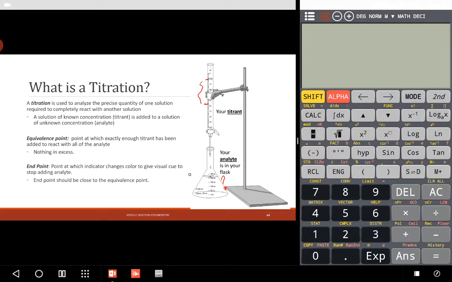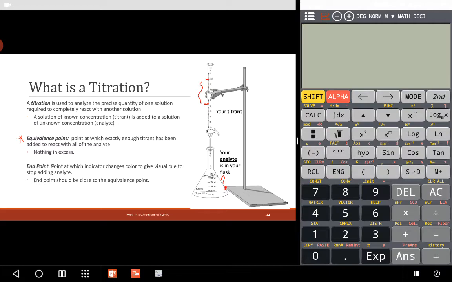But you have added an indicator which changes color at a specific pH to give you a visual clue about when you're done with this titration. You're done when you reach the equivalence point. Your goal is to be done at the equivalence point. You'll really end at the end point, but the equivalence point is where you're exactly on stoichiometry, meaning there's nothing in excess and both reactants run out at exactly the same time.